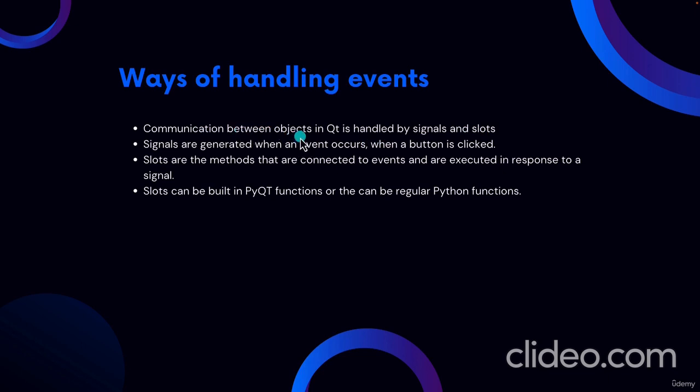Communication between two objects basically means, let's say you have multiple widgets, and when you perform some action on one widget, you want that action to be reflected on the other widget. This kind of communication which needs to happen between these two objects in Qt is handled by signals and slots. So now let's understand what exactly signals and slots are. Signals are generated when an event occurs. For example, when we click a button, we could say that a signal is generated. And when the signal is generated, we want to perform some action. These actions are performed by slots. Slots are the methods which are connected to events and are executed in response to a signal. And slots could be built-in PyQt functions or they could be regular Pythonic functions.